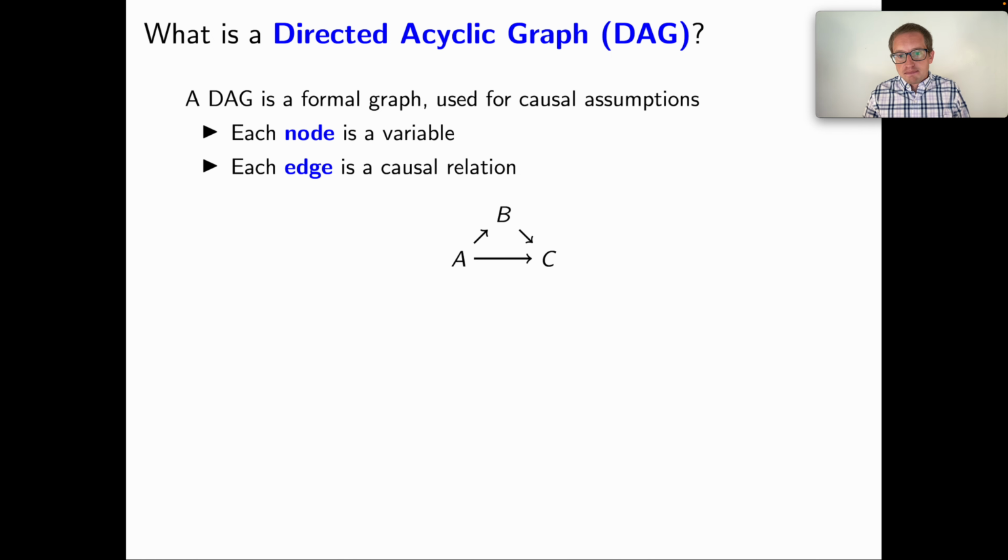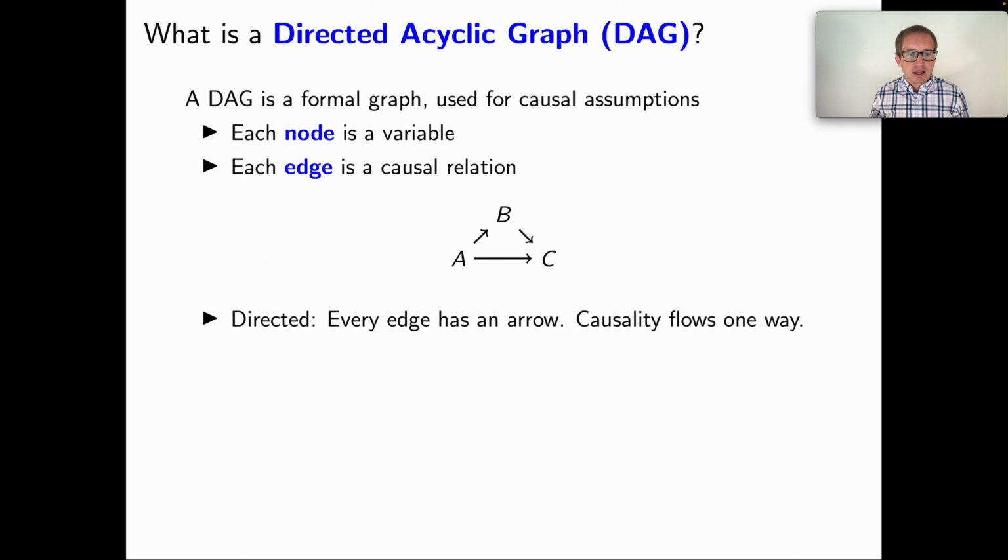For example, perhaps C is my earnings, and what this would say is that an intervention to send me to college might change my earnings. And that has to be true for at least someone in the population for there to be this arrow from A to C. So a causal directed acyclic graph is directed in the sense that every edge has an arrow. Causality here flows in one direction. And a DAG is also acyclic, meaning that there are no cycles.